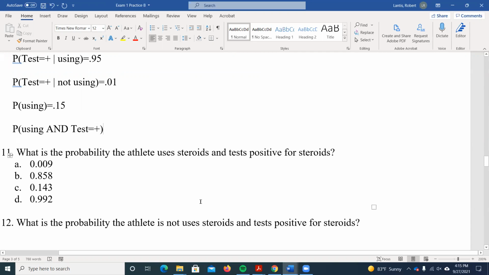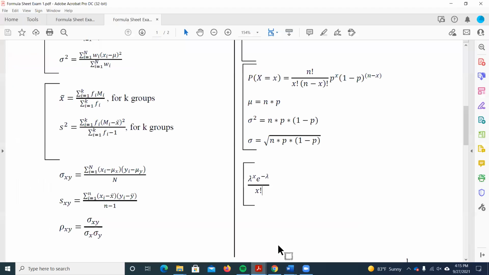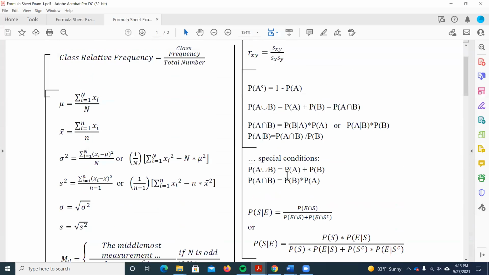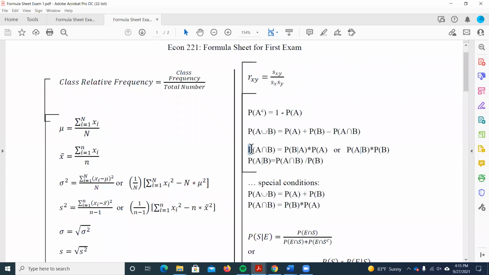Well, if I want the intersection of 2 events, and I go to my formula sheet, scroll up here, it reminds me that I can find the intersection of 2 events by taking that conditional probability and then multiplying by whatever I'm conditioning on. Remember, what I'm conditioning on is what's on the right-hand side of that vertical line.